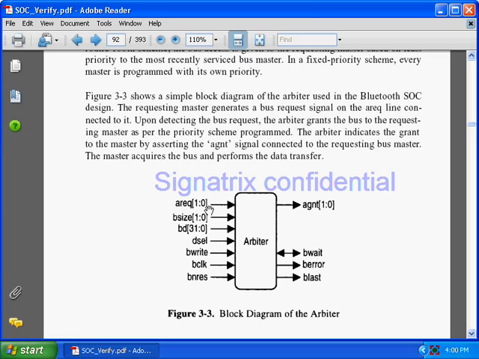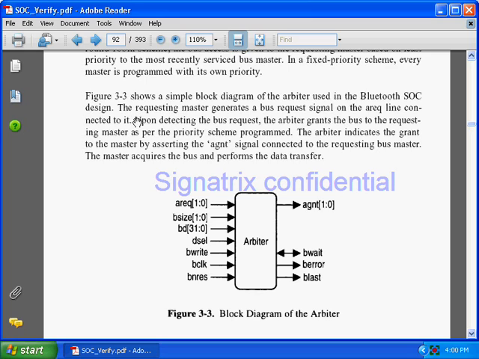In this arbiter block diagram you see one request signal, and this request is a 2-bit signal. Then they have b size, bus size, then d select, then b write, b clock, and a reset signal. We no need to consider the other signals, just concentrate on request, grant, clock and reset.